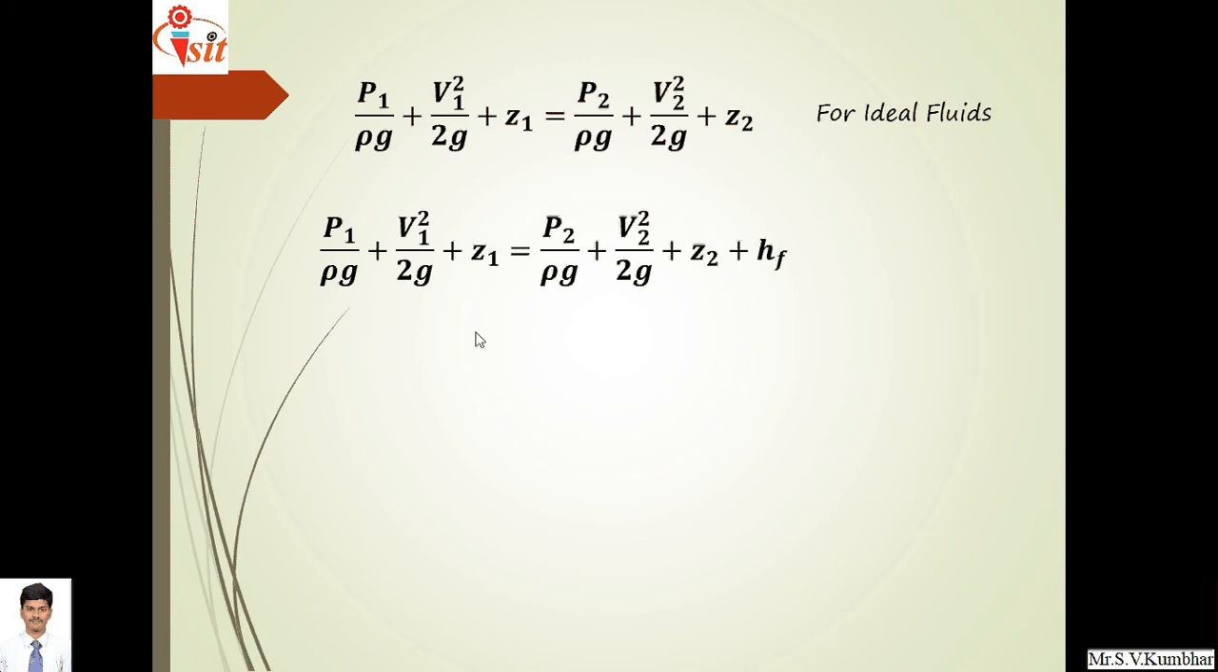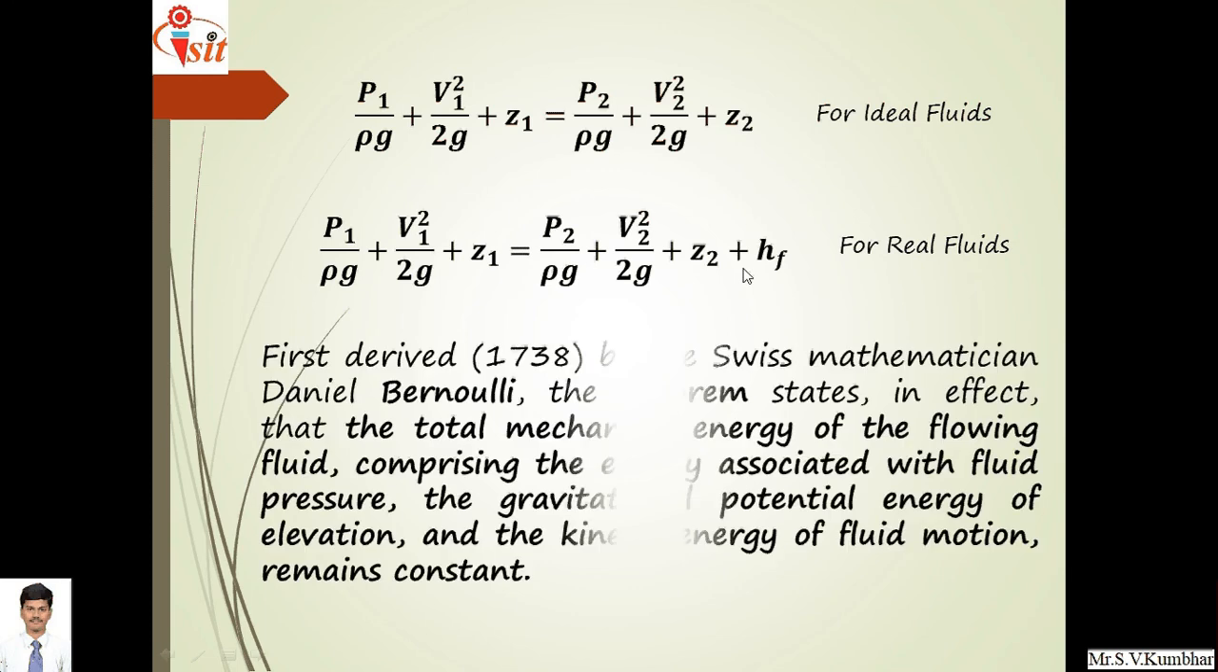So what is the difference between this equation and this equation? Only the HF term is present, and this HF term is nothing but head loss due to friction. In a real fluid, viscosity is present, and viscosity means resistance to flow. One layer of fluid glides or slides over another layer. That's why, because of fluid friction, some head loss takes place, and that HF is considered in this equation.